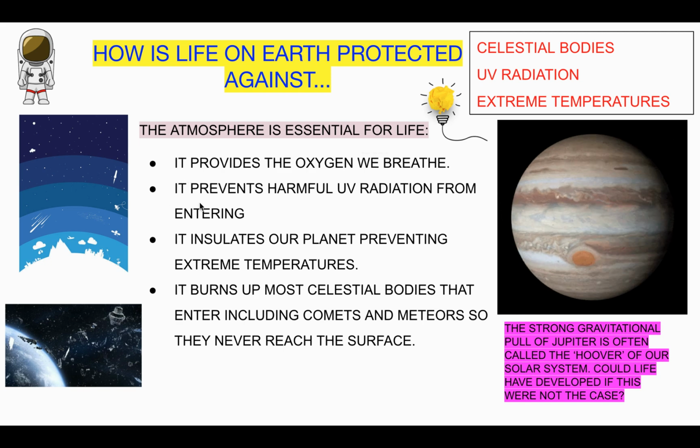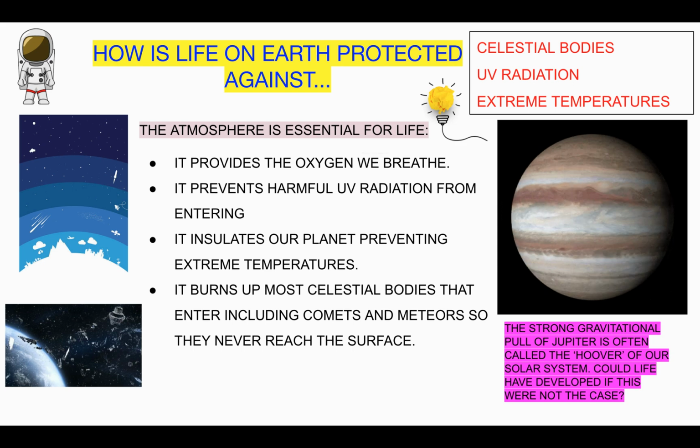The second thing mentioned here is that it prevents harmful UV radiation from entering. It's important to realize that if we didn't have an atmosphere, all of the radiation from the sun would be reaching the planet and going straight down. There's no way that life could exist under those conditions, because direct UV radiation can lead to high instances of cancer. It's just not very suitable for life. So it protects us from those harmful UV rays.